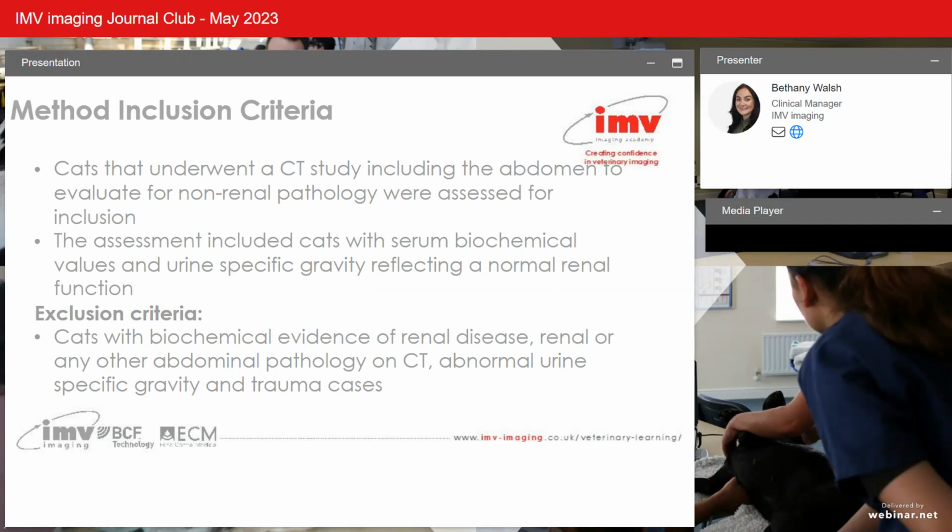The inclusion criteria were cats that underwent a CT study, including the abdomen, to evaluate for non-renal pathology. The assessment included cats with serum biochemical values and urine specific gravity reflecting a normal renal function. The exclusion criteria were cats with biochemical evidence of renal disease, renal or any other abdominal pathology on CT, abnormal urine specific gravity, and any trauma cases.